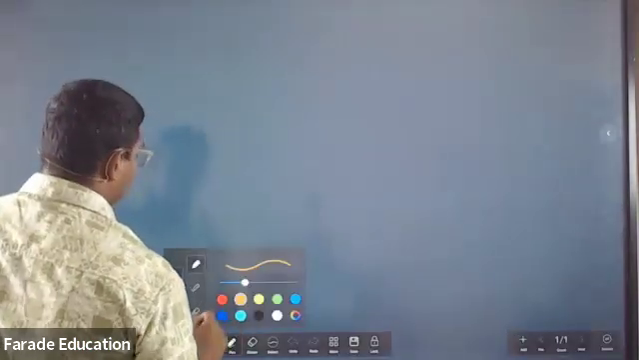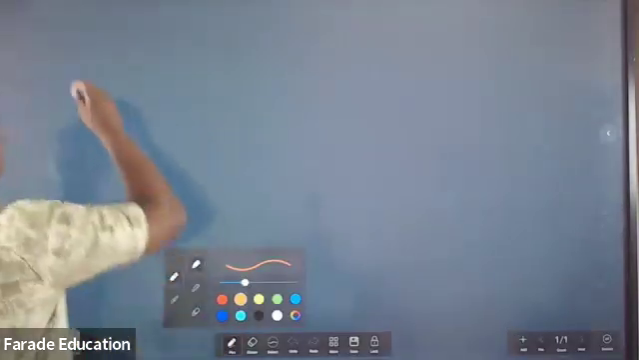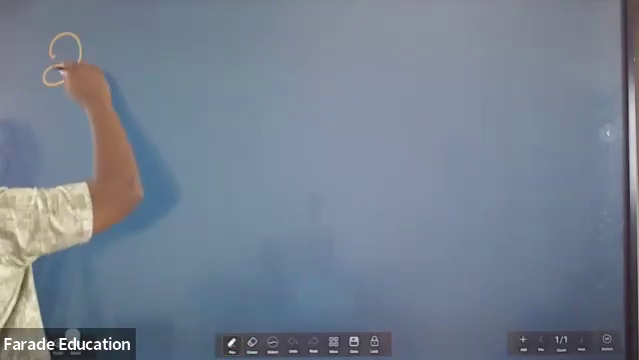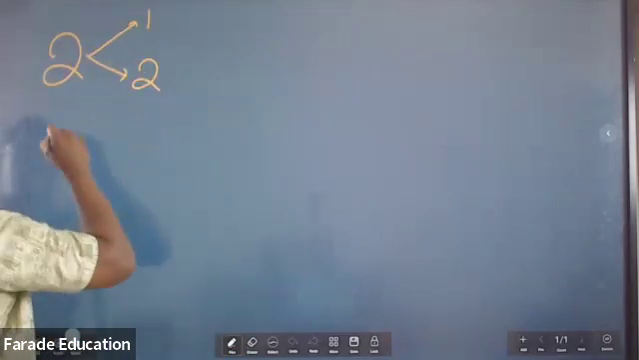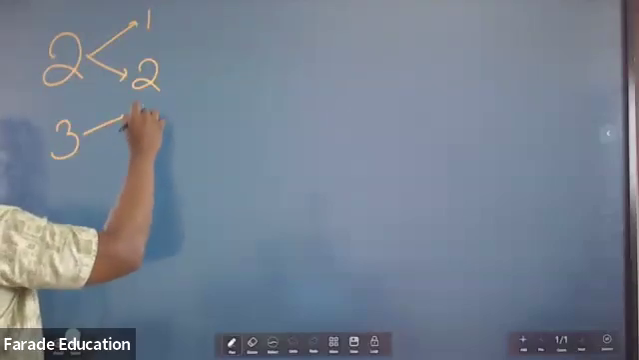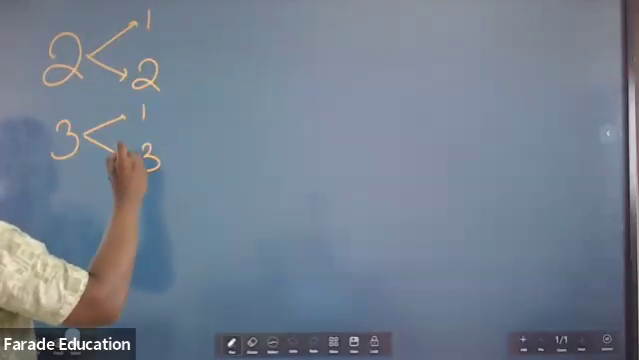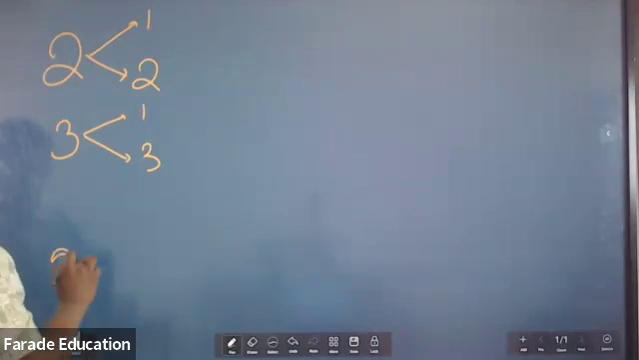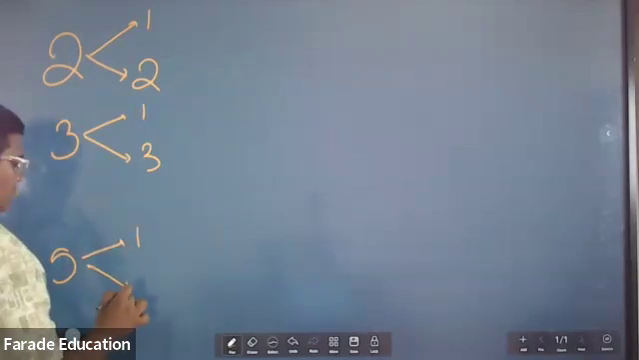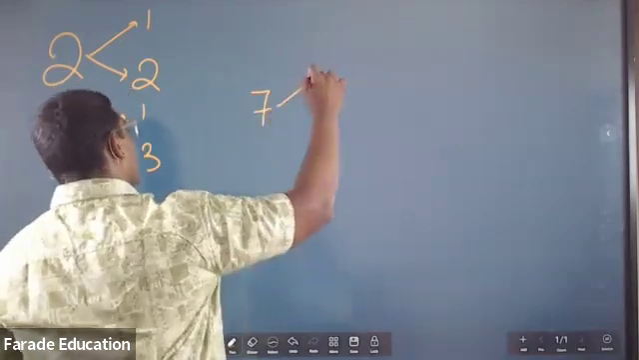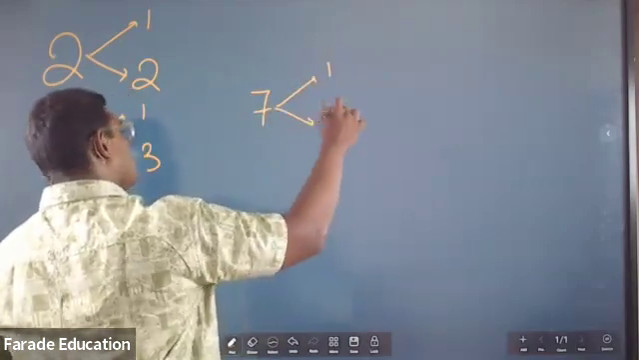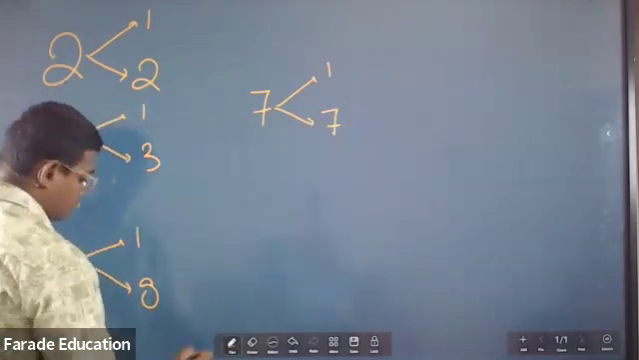Prime number. What are prime numbers? Numbers that are divisible by 1 and the number itself.